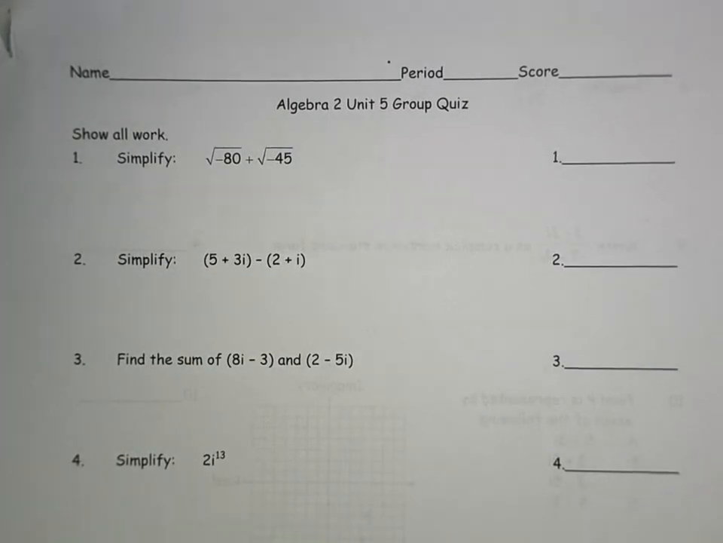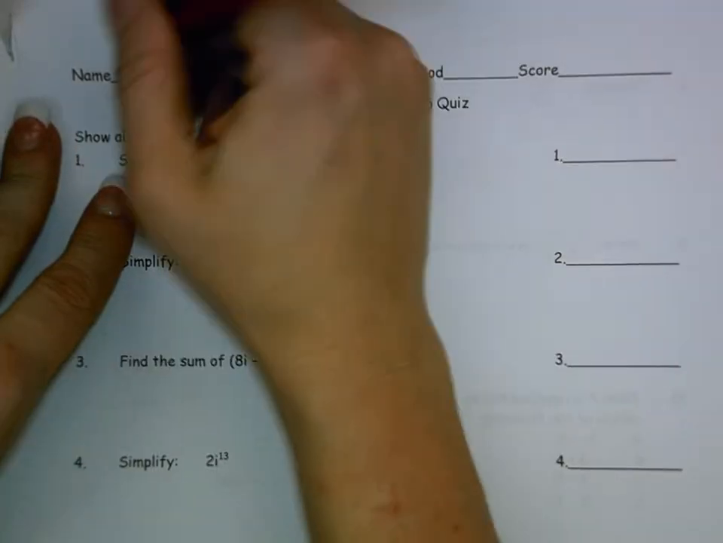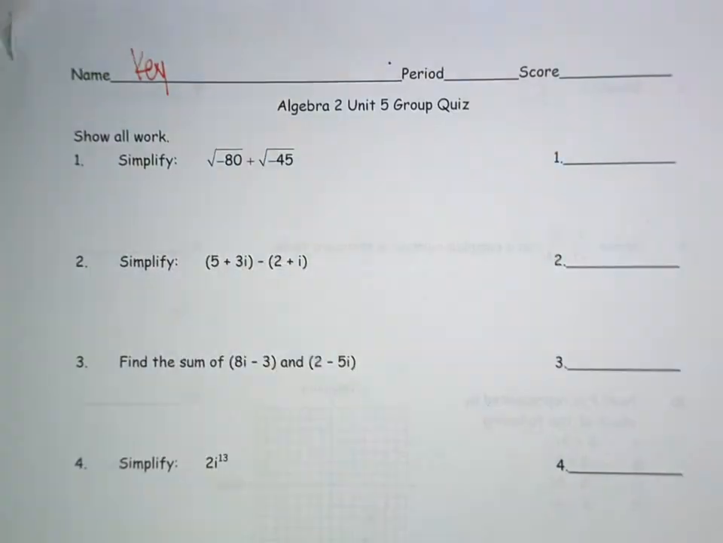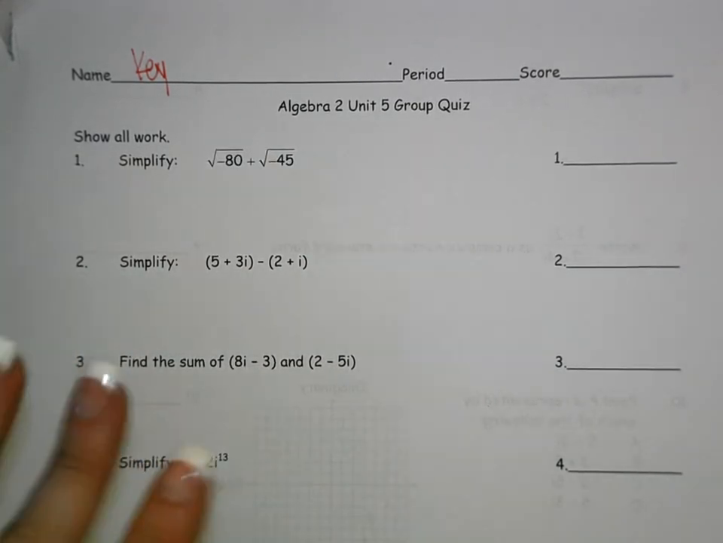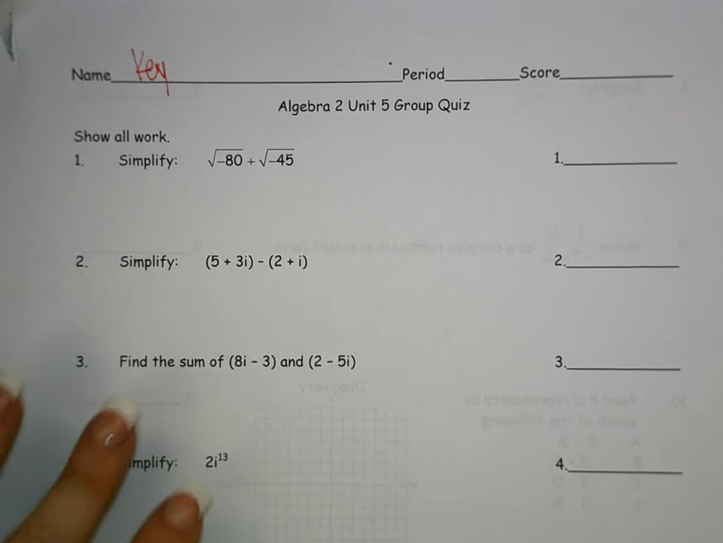Okay, so Unit 5 group quiz. We're going to go through all 23 problems. These are basically exactly like your test with just barely different numbers, just like we always do.